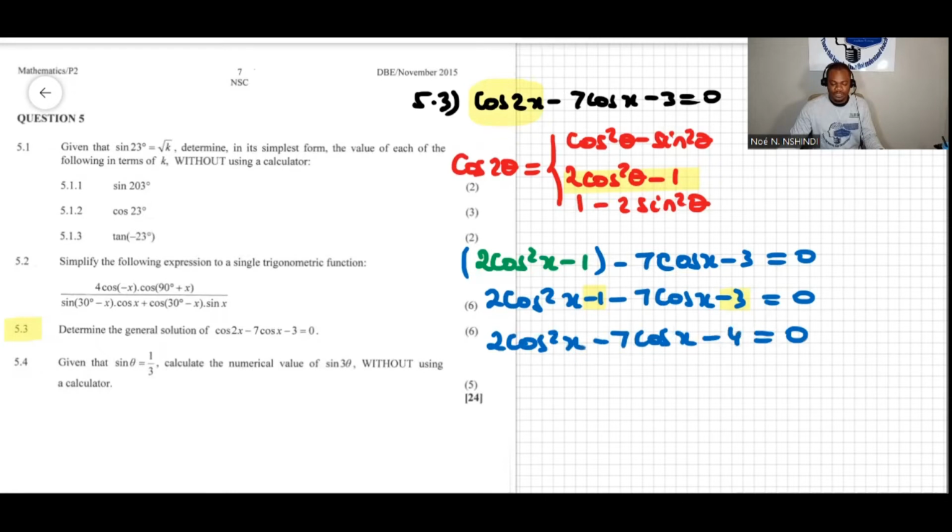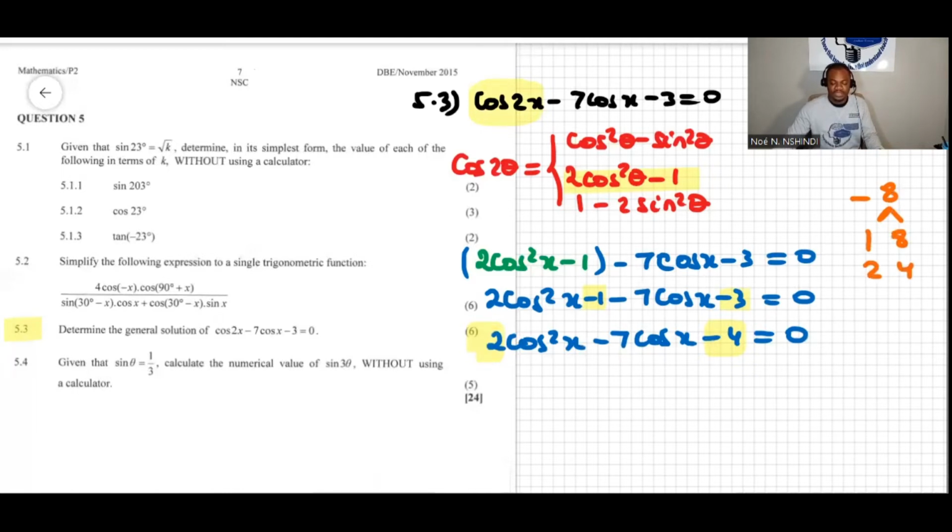Now, we can solve this maybe by factorization, because this is a trinomial. It's a quadratic equation expressed in terms of cos x. So to do that by trinomial, I can just do 2 times -4, and this is equal to -8, right? I'll write -8 here. Now I'll write all the factors of 8, preferably in ascending order. They are 1 and 8, 2 and 4.